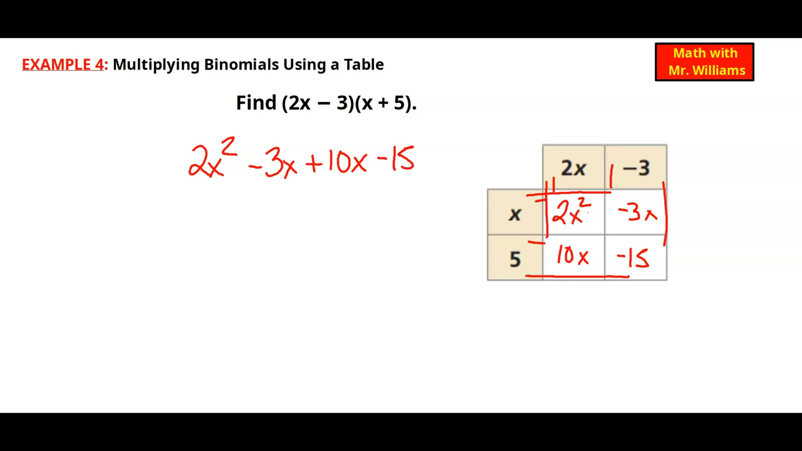We combine our like terms here. We have a negative 3x and a positive 10x, giving us 7x. Then we bring down the 2x squared plus the 7x minus the 15. That gives us our final answer of 2x squared plus 7x minus 15.